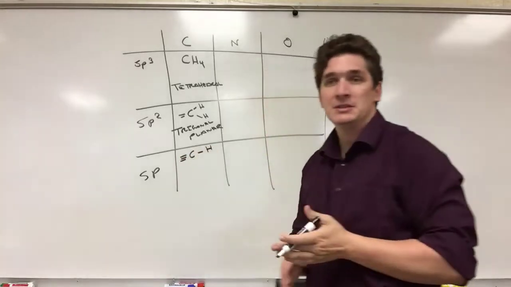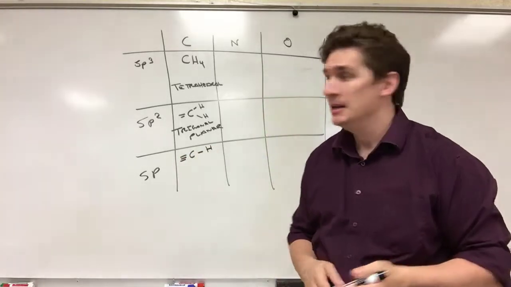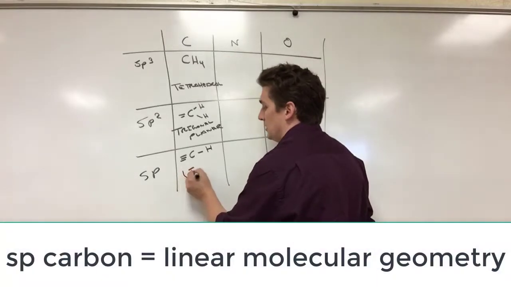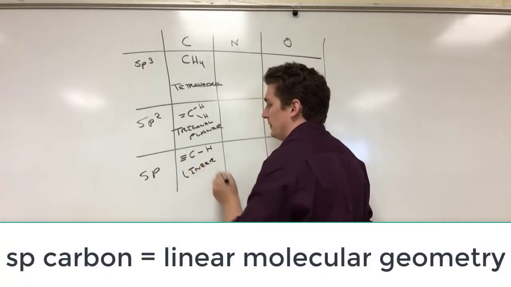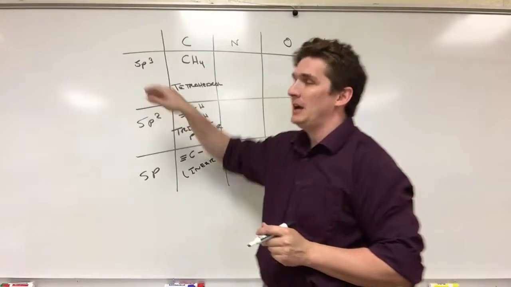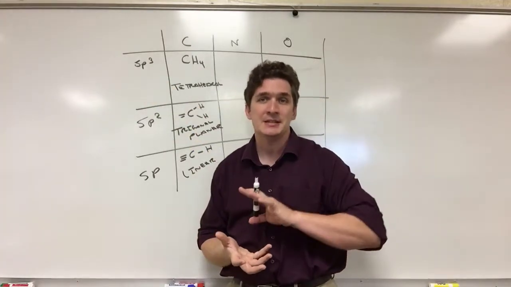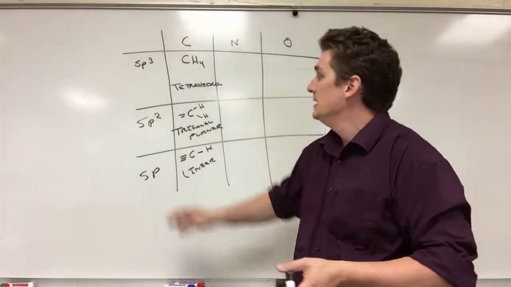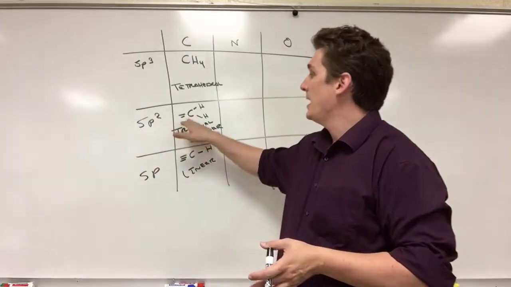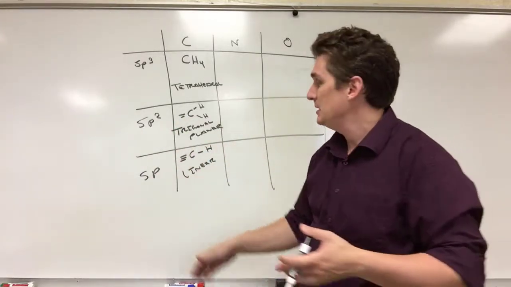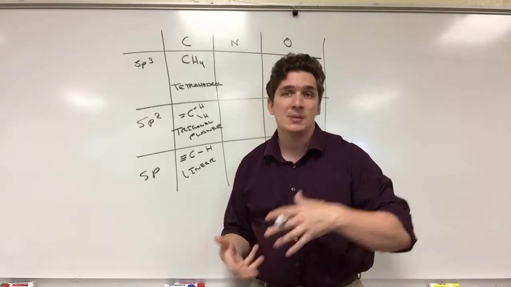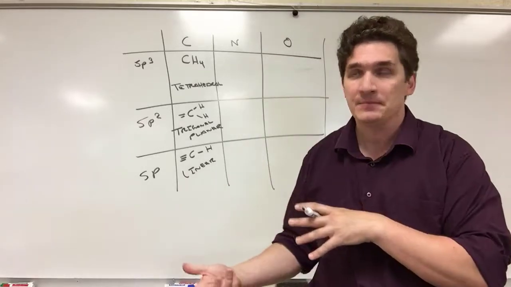sp hybridized carbon has 2 atoms around, so this is something like half of acetylene. And this will be used synonymously with a linear molecule. So when we talk about sp3 hybridized carbons, we are always referring to carbon that has a tetrahedral molecular geometry around it. sp2 hybridized carbons have a double bond associated with it. sp hybridized, typically it's a carbon with a triple bond bonded to another atom.